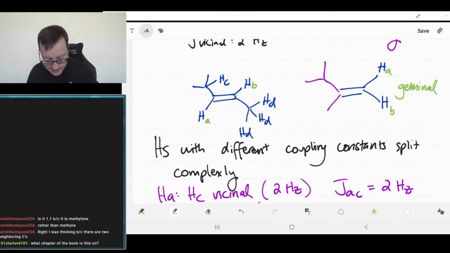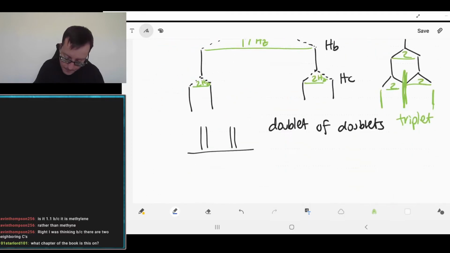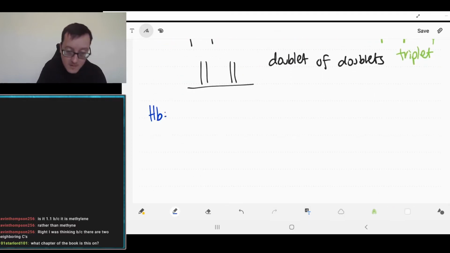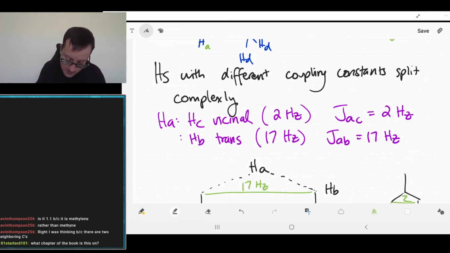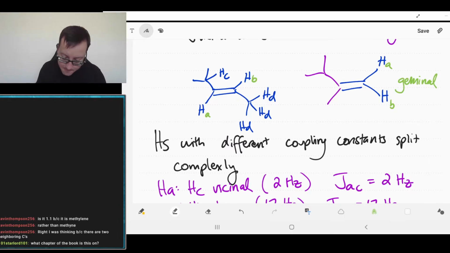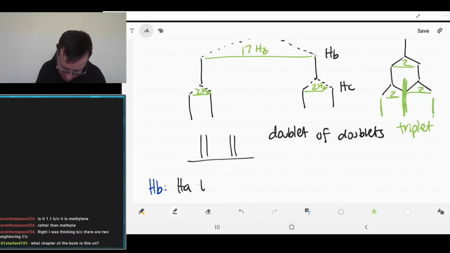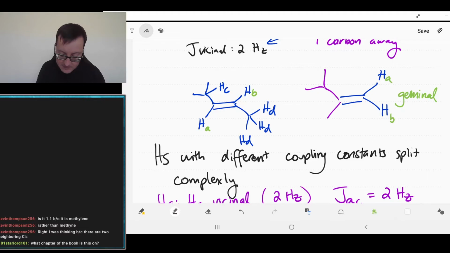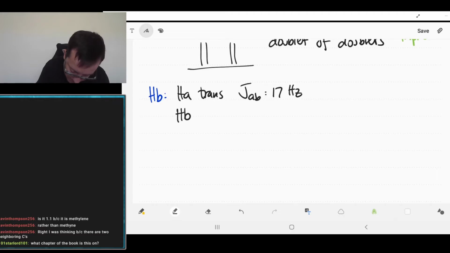All right, so let's take a look at the next one. Let's look at HB. How is HB going to be split? What does HB see? Well, HB sees HA. That's a trans relationship, 17 hertz. HB sees HD, but there are 3 of them. Sorry, this is HD.